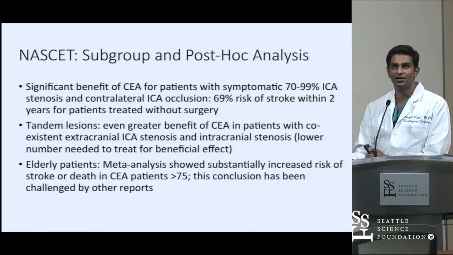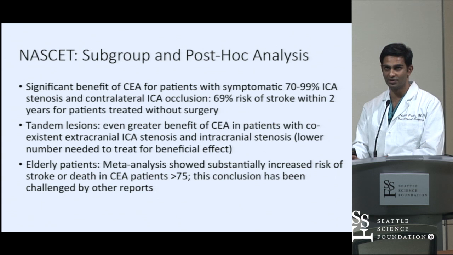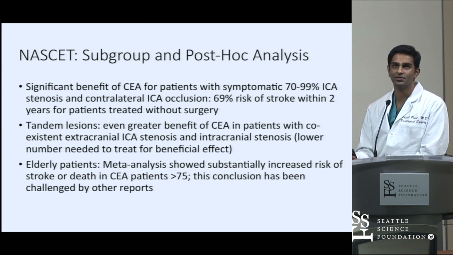How does that benefit patients in the long run? Well, they did find significance, and used the p-value to confirm that people with greater than 70% stenosis probably should get a CEA if they're symptomatic. What's interesting is tandem lesions: patients who have extracranial and intracranial stenosis may benefit from the treatment of their extracranial stenosis. And what was not surprising at the time is that elderly patients tend to do worse with this procedure, although subsequent studies, which we'll talk about, refute that concept.